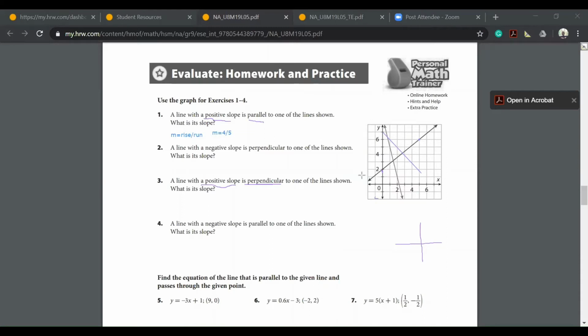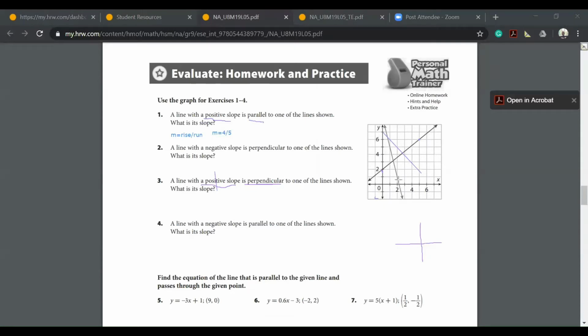So the first line is increasing, right? But the line I drew is what? It's beginning from the left to the right, so it is decreasing. And decreasing means negative slope. So is this the right line to draw? Actually not, because he was talking about positive slope. So the line I drew here is wrong. It will not be perpendicular to this line.